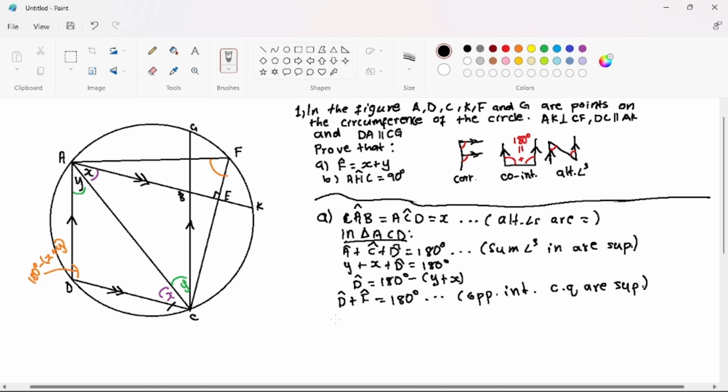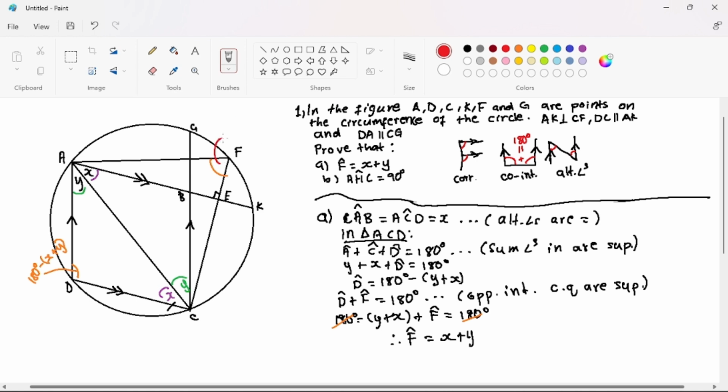So we are going to substitute, guys. D is 180 minus (x plus y), plus F equals 180. And then we can clearly see, guys, that when we transpose, this 180 is going to cancel this 180, and this negative is going to be a positive when we are transposing. So our F, therefore, F is equal to x plus y. This is how we prove that F is equal to x plus y.